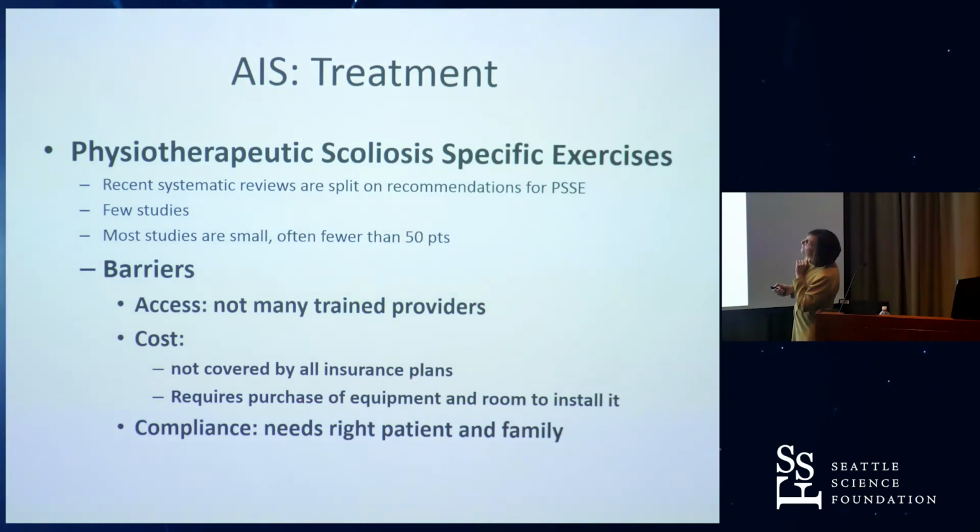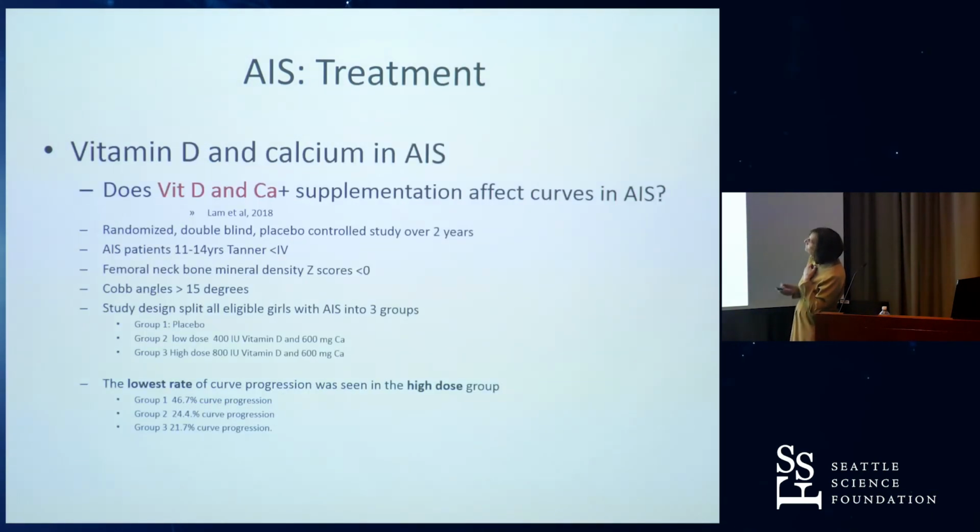But there's only 4 Schroth physical therapists in Western Washington. Insurance doesn't necessarily cover it. It requires equipment that costs a few $100s. You have to have room in your house to install it. It's not necessarily right for every kid or every family, but it is definitely compelling.